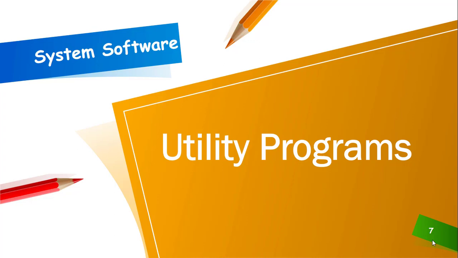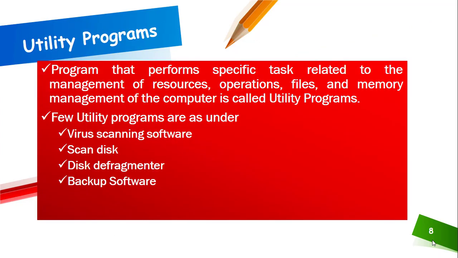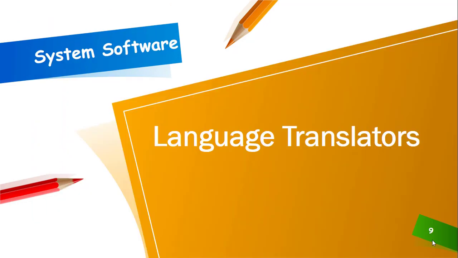Next one we have is utility programs. A utility program is defined as a program that performs specific tasks related to the management of the resources, files, operations, and memory management of the computer. We have a few utility programs, that is virus scanning software, disk defragmenter, and backup software. So these are all the utility programs.